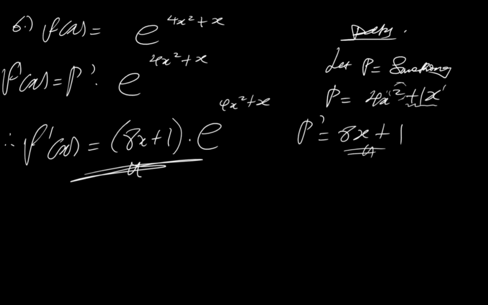Alright, let's move on. Example number 7: f of x is equal to e raised to 1 over x. You can pause the video and try. Then just food for thought.